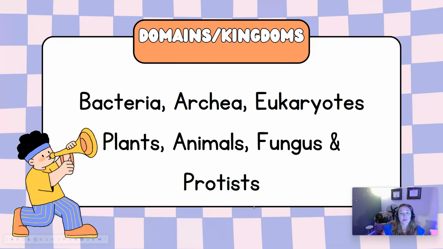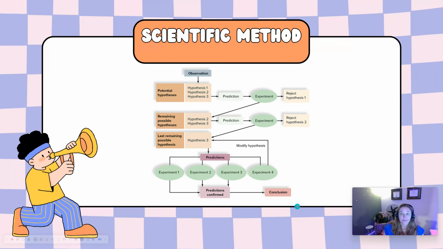Then, of course, with those different domains and kingdoms, we named them in this chapter. We've got domain and kingdom bacteria, domain and kingdom archaea. Those are our prokaryotic domains and kingdoms. Then we've got domain eukaryota, or eukaryotes, meaning our cells have a nucleus and membrane organelles. And that is going to include the kingdoms plants, animals, fungus, and protists.